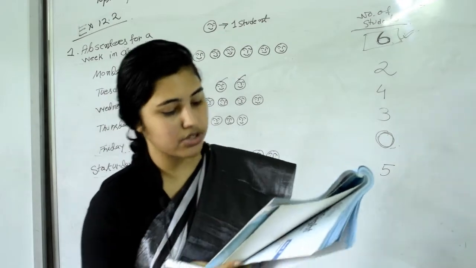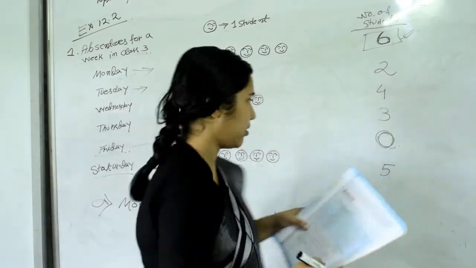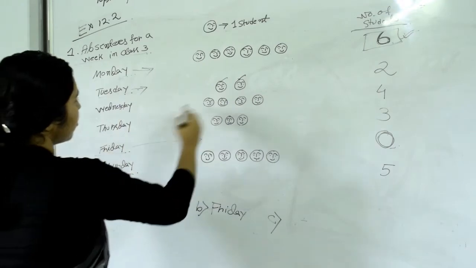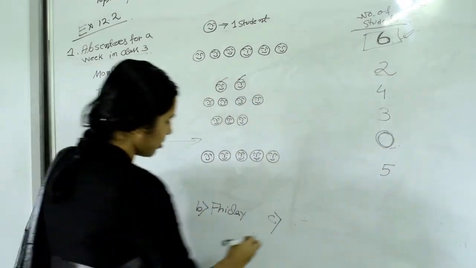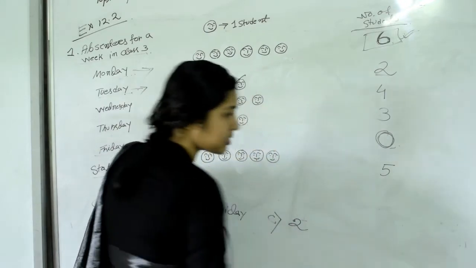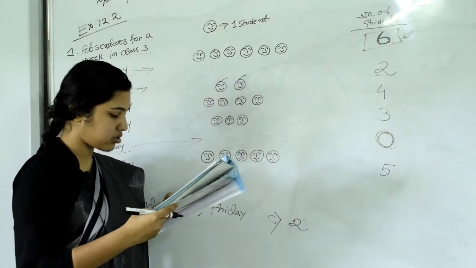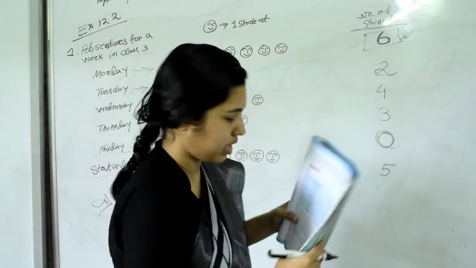And next C, how many students were absent on Tuesday? So on Tuesday 1, 2. 2 students were absent. So our answer is 2 students were absent on Tuesday.